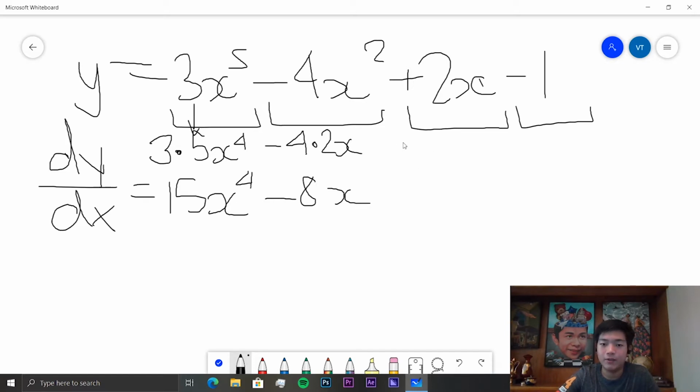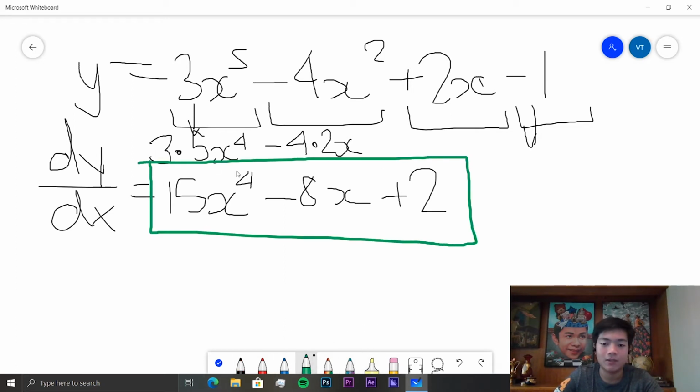Finally, we have this 2x, so this is 2 times, well, what's the derivative of x? The derivative of x is simply 1 times x to the 0, which is simply 1. So the derivative of 2x is simply equal to 2. Now, the derivative of a constant is always equal to 0, so our final derivative of this entire function is 15x to the 4 minus 8x plus 2. Okay, on to the next one.